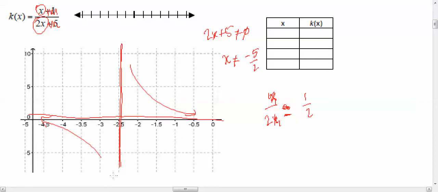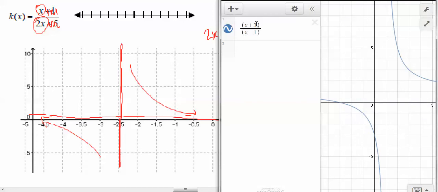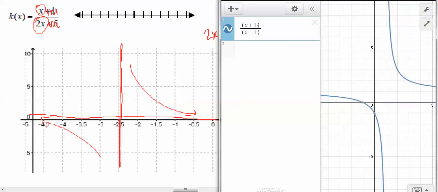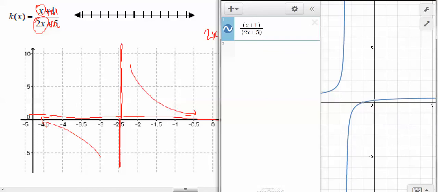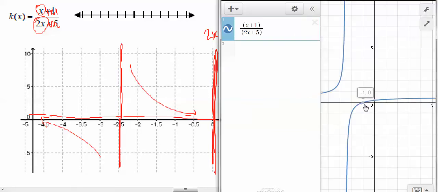Why don't we check out decimals to see what we got? It's x plus 1 over 2x plus 5. Oh, I think no, I didn't screw up. For some reason they graphed this thing a little backwards. Here's the 0, and so I went back 2.5. That's exactly what that shows.